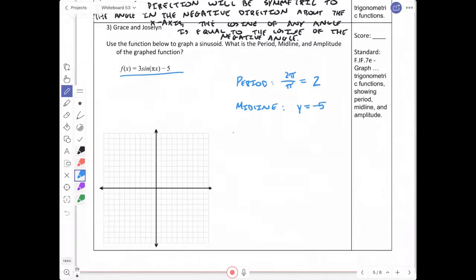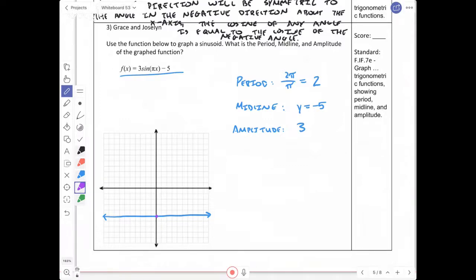And amplitude of 3. So I'm going to go down 1, 2, 3, 4, 5. And there's the midline. And then I'm going to graph, let's see, sine of 0 is 0. 3 times 0 is 0. So here's 0, negative 5.